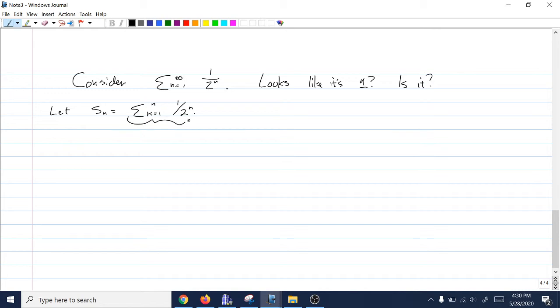This sequence is hard to mess with because it's got this sigma in it. What we'd really like to do is come up with a formula for what you get when you add up the first n terms of this geometric series. When you add up the first n terms, you're getting 1/2 plus 1/2 squared plus 1/2 cubed plus ... plus 1 over 2 to the n. This is what Sn is, right?